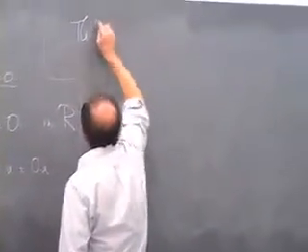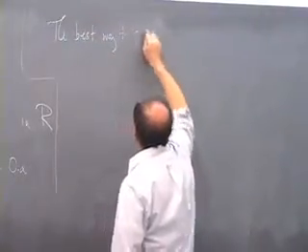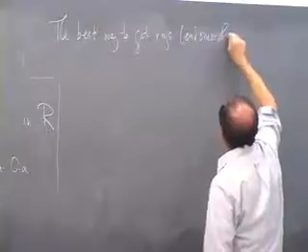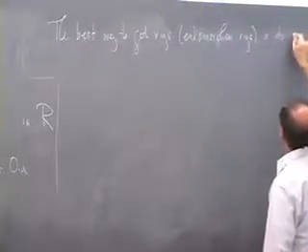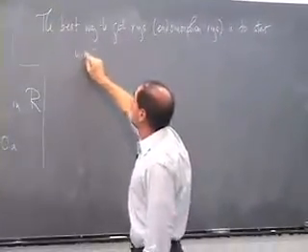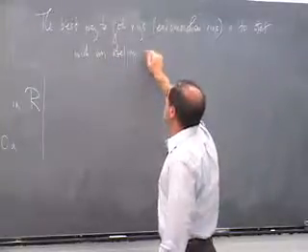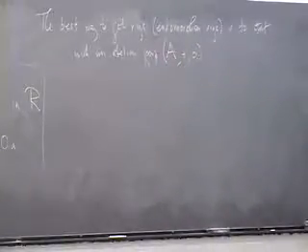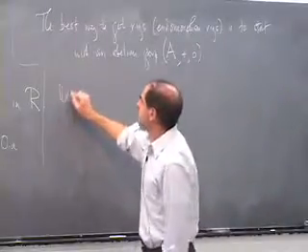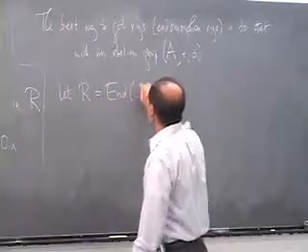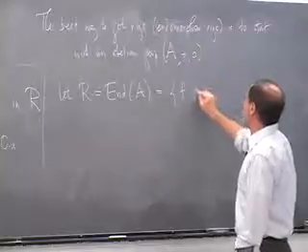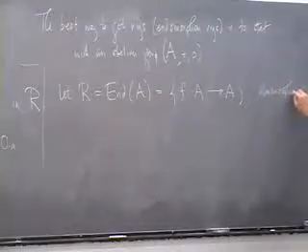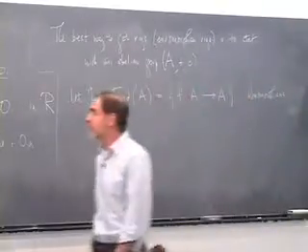So the best way to get rings, which are called endomorphism rings, is to start with an abelian group A, with the usual addition and identity element 0. And to let R, which is called the endomorphism ring of A, be the set of all homomorphisms F from A to A. All maps from the abelian group to itself, which are group homomorphisms.